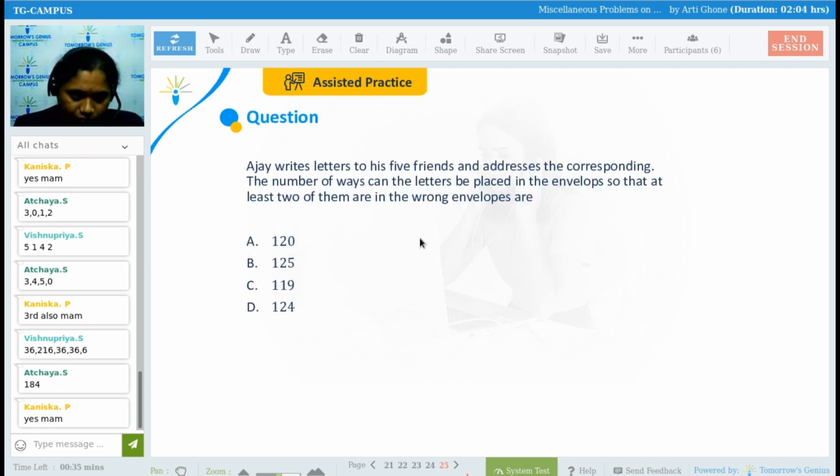Fine, pay attention now. Ajay writes letters to his 5 friends, so n is equal to 5, and addresses the envelopes correspondingly. In how many ways can the letters be placed in the envelopes so that at least 2 of them are in the wrong envelopes? Now pay attention. It is not a case where all are in the wrong envelopes. If all were in the wrong envelopes, it would be easy: directly D5, the de-arrangement. But now at least 2 are in the wrong envelope. Clear? Can anyone give me a suggestion for the answer?